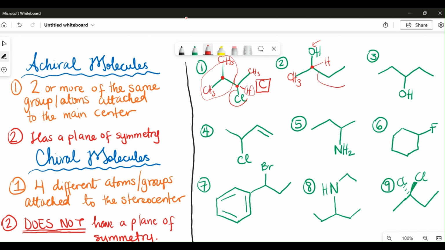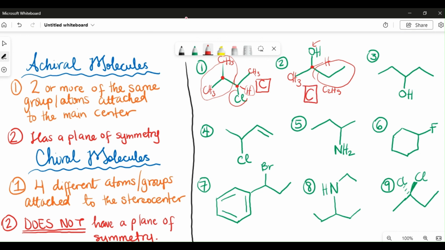And then you have this ethyl group, which is the same thing as C2H5 or CH3CH2. And you see that the ethyl group is different from the methyl group, different from the hydroxide group or OH group, and different from hydrogen. Hence, this is going to be a chiral molecule.